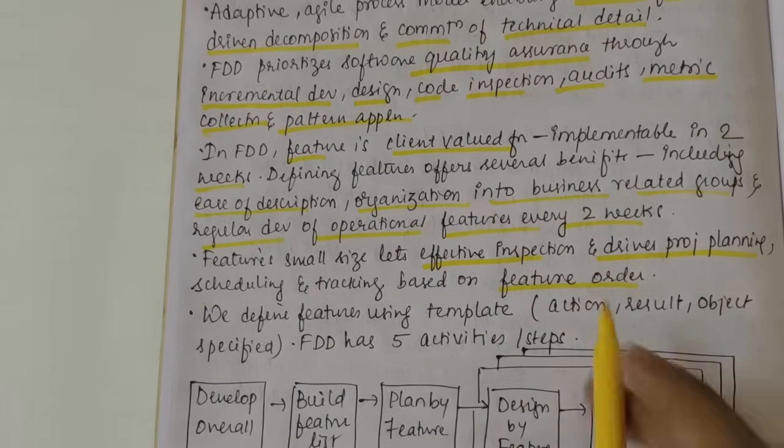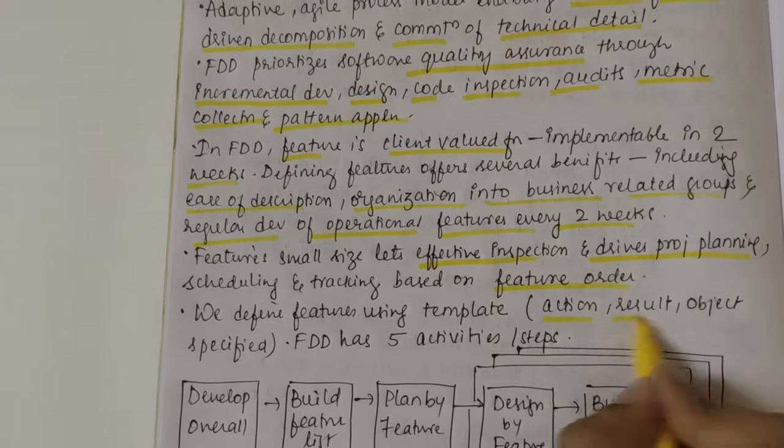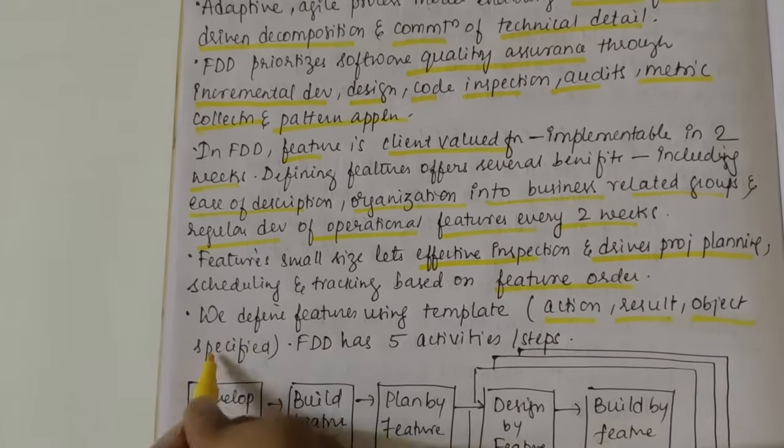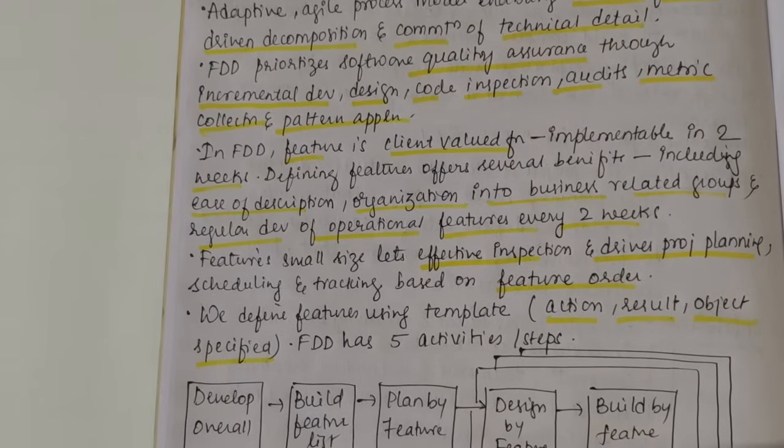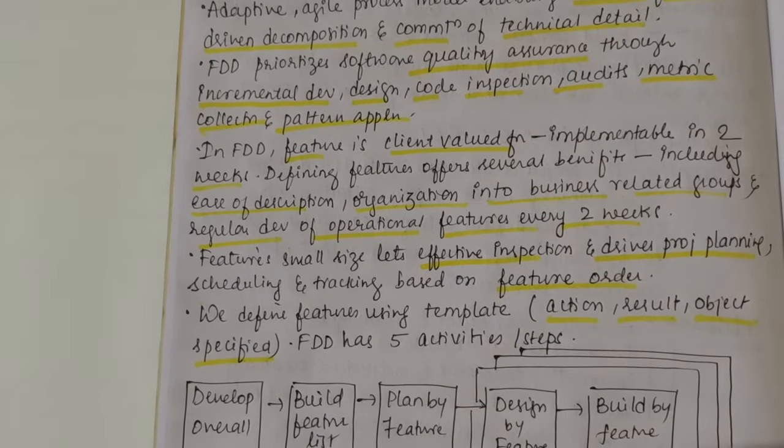This template will have action. What is the action to happen? What is the result? And what are the objects specified? So this FDD, feature driven development, has 5 steps or 5 activities.